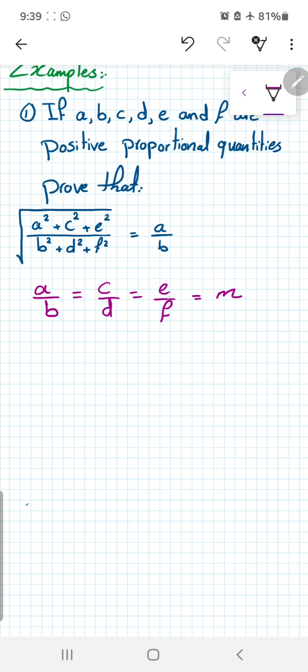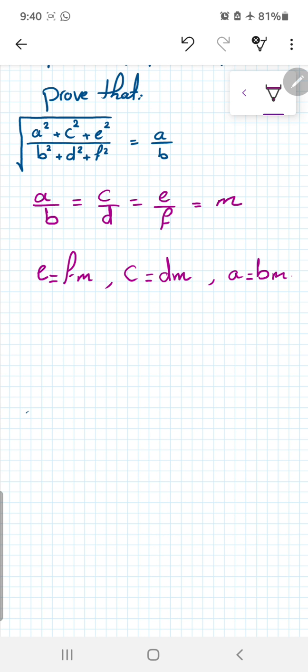So from the last, E equals Fm by cross multiplication. So here we have E equals Fm, C equals Dm and A equals Bm. Okay, we want to prove that the square root of A power 2 plus C power 2 plus E power 2 over B power 2 plus D power 2 plus F power 2 equals A over B.